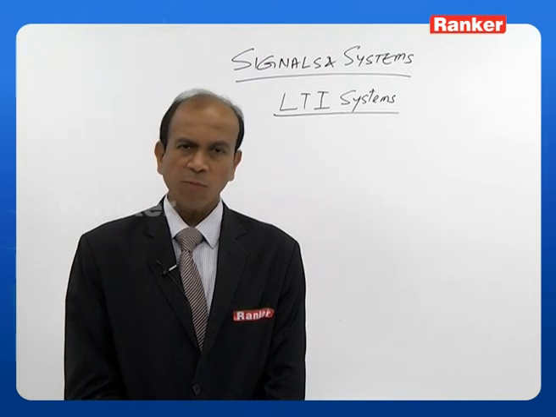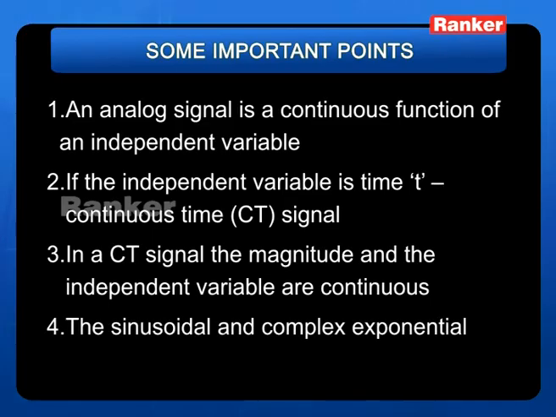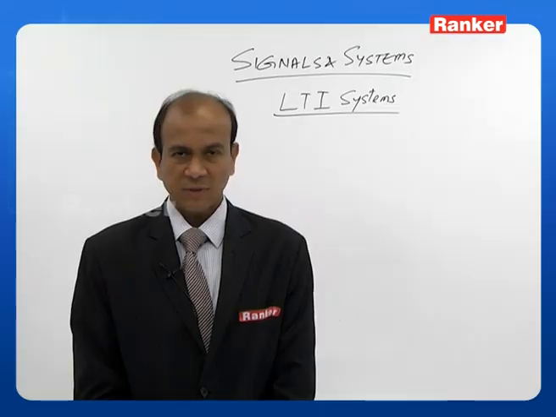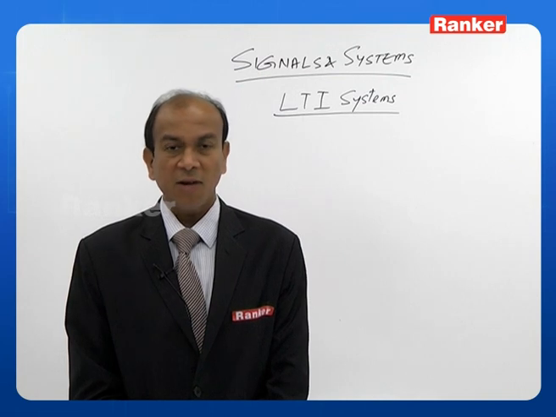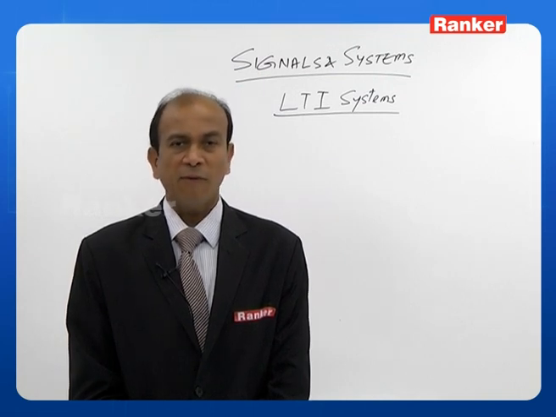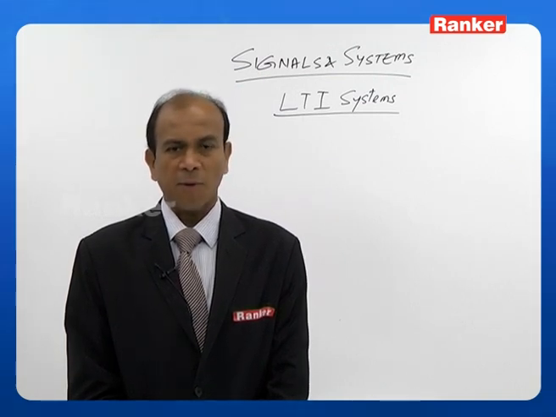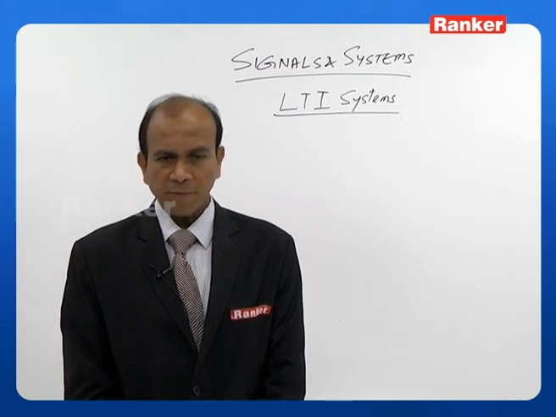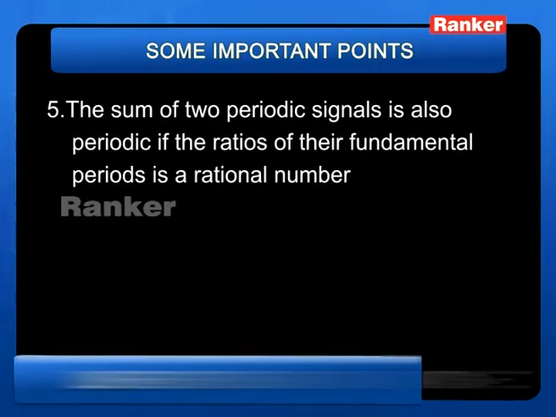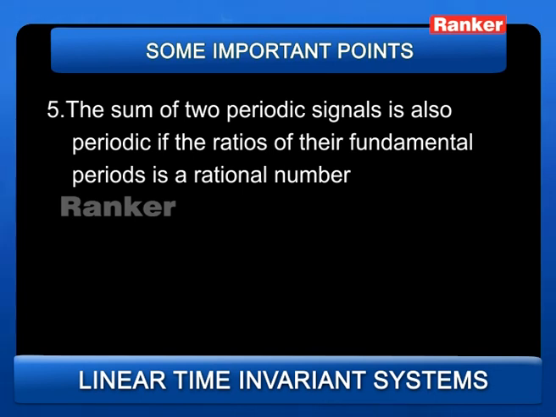Let us look at the fourth point, a very important point again. The sinusoidal and the complex exponential signals are always periodic. Take any sinusoidal signal, take any complex exponential signal, they are always periodic. This is another important point. Let us look at the fifth point. What does it say? The sum of two periodic signals is also periodic if the ratio of their fundamental periods is a rational number.